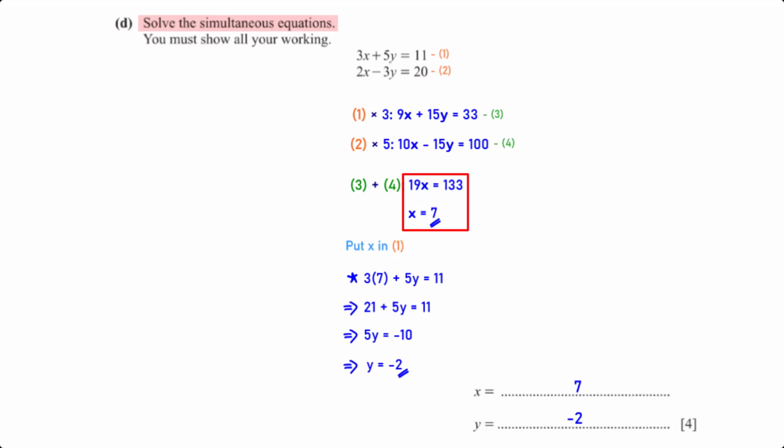So now we can plug in the value of x into any of the equations to get the value of y. If we pick equation 1, we have 3 times 7 plus 5y equals 11. 3 times 7 is 21. When we subtract 21 from both sides, we have 5y equals negative 10. And when we divide both sides by 5, we get y equals negative 2.